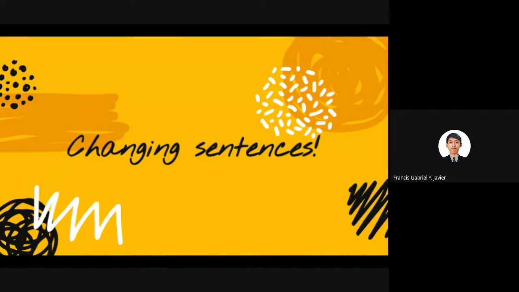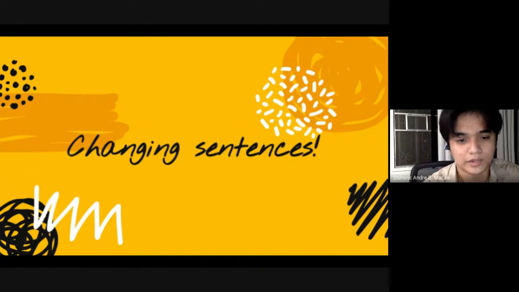Yes, sir. The original sentence was she cleaned the house, and when it is changed to the opposite form, it becomes the house was cleaned by her. Okay. From active voice to passive voice. She cleaned the house, then the house was cleaned by her. Okay. For the second sentence, anyone?